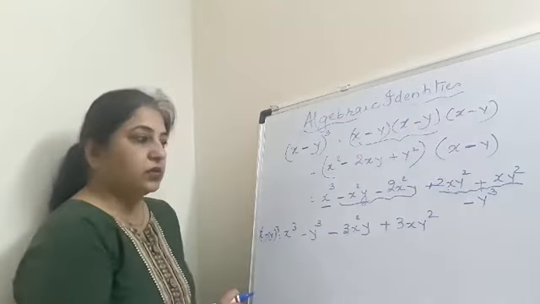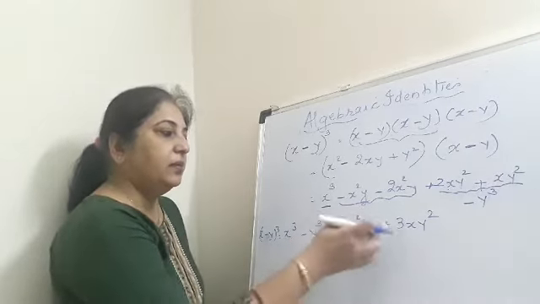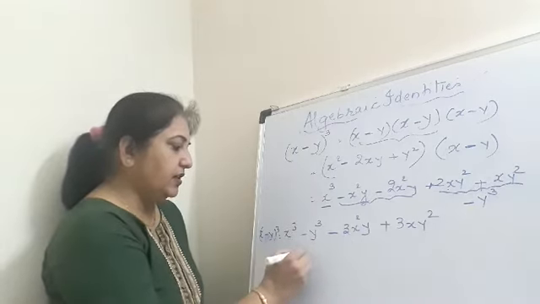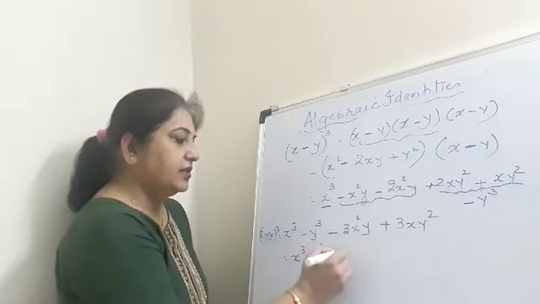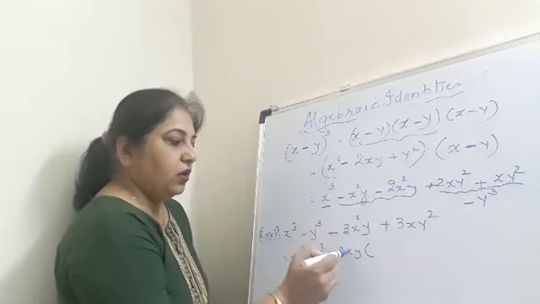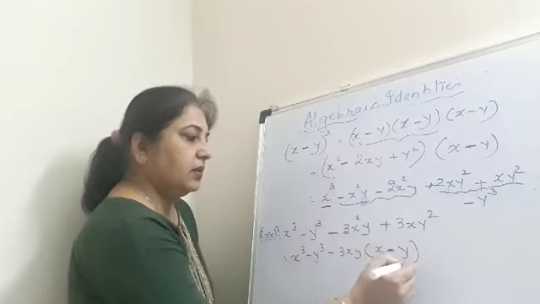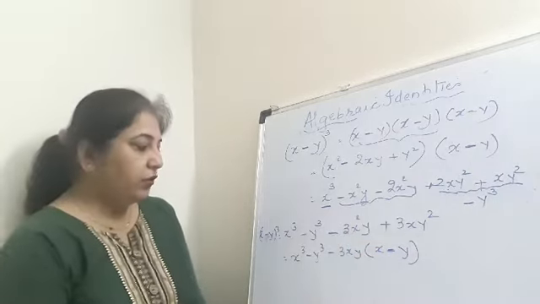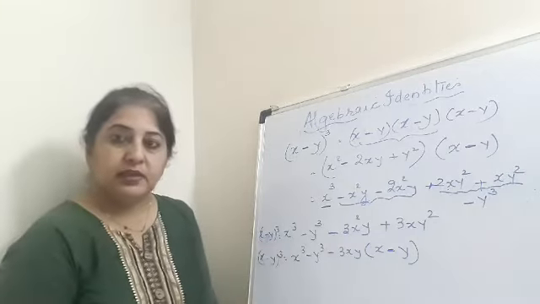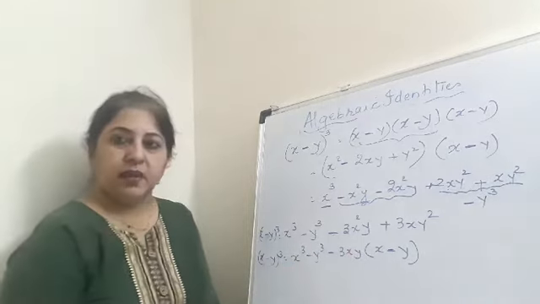x minus y the whole square is equal to x cube minus y cube minus 3x square y plus 3xy square. Now if I take out 3xy common, I will get, when I take out minus 3xy common, here I get x, and the sign will change, it will go x minus y. So therefore the identity x minus y the whole cube can also be written as x cube minus y cube minus 3xy bracket x minus y.